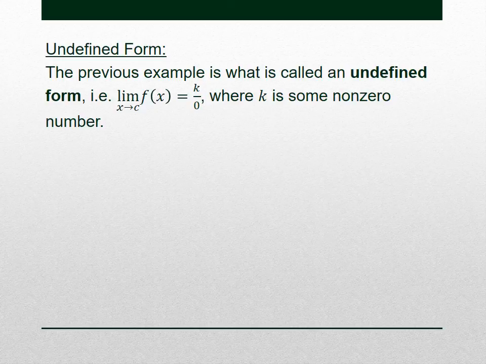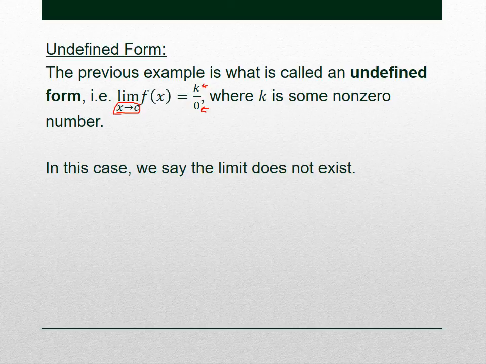So in this last example, where we plugged in x equals c and got some number that's not 0, in our case we got 2, divided by 0, that's called an undefined form. So if you have a non-zero number, like we had a 2 divided by 0, then in that case, the limit does not exist. So if you plug in x equals c and you get something that's not 0 on the top and you do get 0 on the bottom, then you can just say, okay, the limit does not exist.